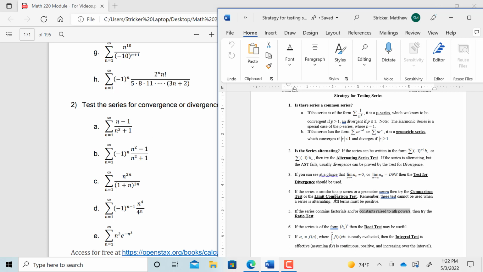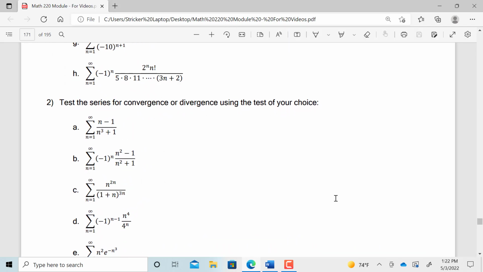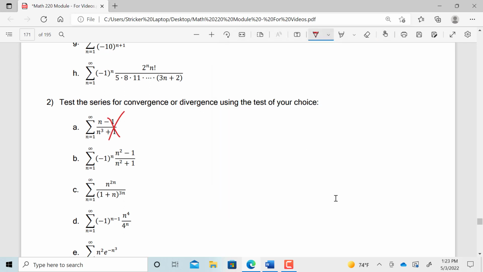So can I compare? Well, looking at this, the main part of this series and what determines the values of the terms of the series are the n and the n cubed. Everything else is not important. It doesn't have much of an effect. So if I ignore the rest of it, it looks like n over n cubed, which simplifies to 1 over n squared, which is a P series.